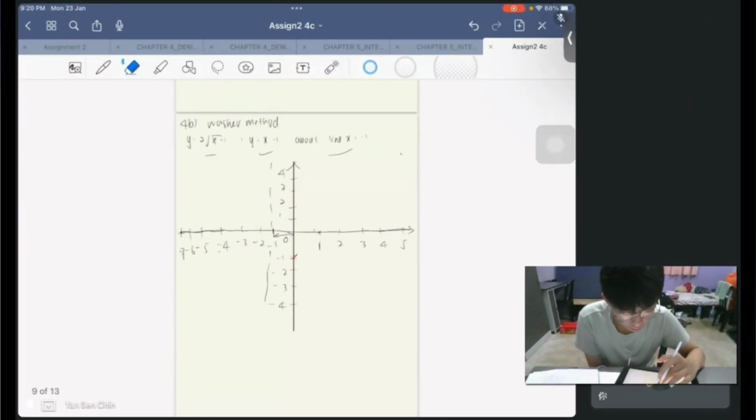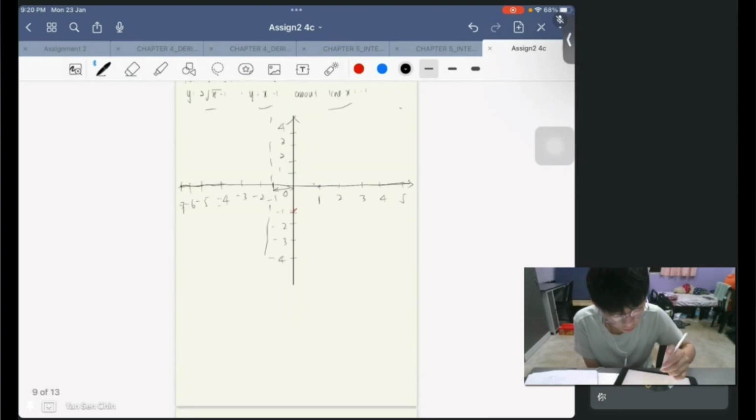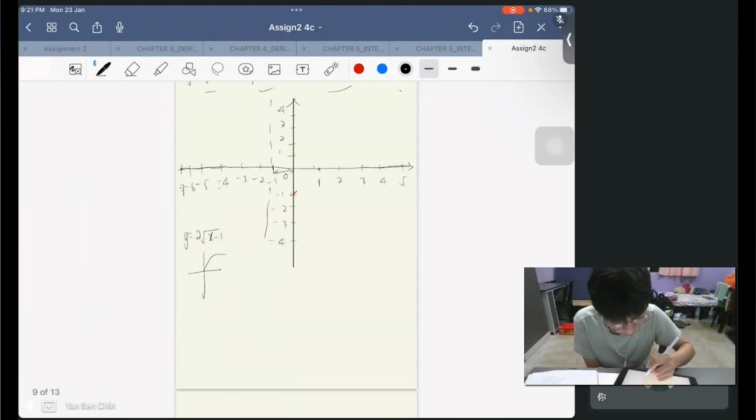Learning to doctor. So today I'm going to do question 4B, the washer method. So first, we got a question like this. We have to plot the graph first. So we know the x square root graph is something like this. And then we try to find the point.